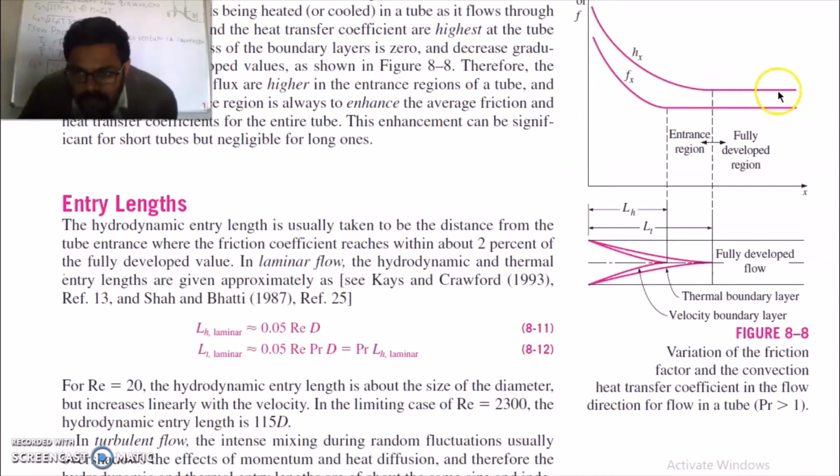So this is the point beyond which your convection heat transfer coefficient is constant. Up to here is your thermal boundary layer, and this L_T is called the thermal boundary layer length. And this is up to where your friction coefficient will change, and beyond this your friction coefficient is constant. So up to this region it is called the velocity boundary layer, and this L_H is called your hydrodynamic length.